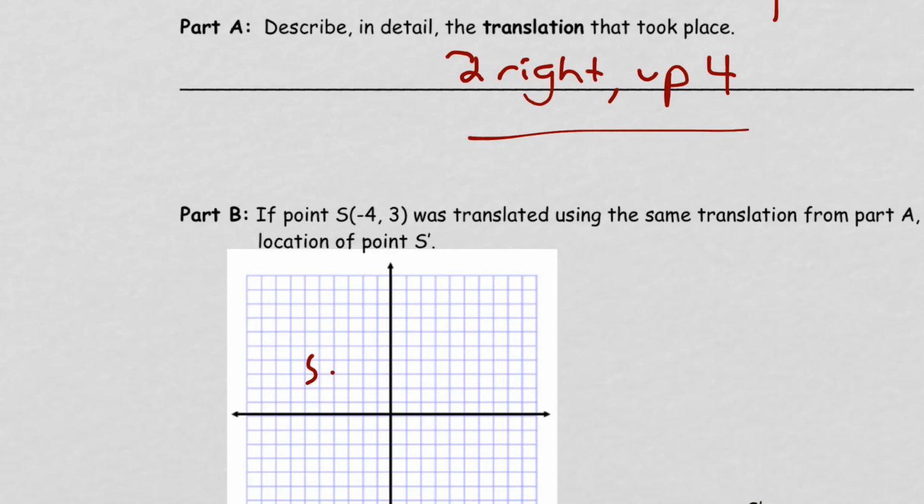Then we get this point right here, which is S prime, and I can see that the coordinates of S prime, if I start at the origin, it's going to be 2 to the left, so that's negative 2, and then 1, 2, 3, 4, 5, 6, 7 up, so it's going to be negative 2, 7.